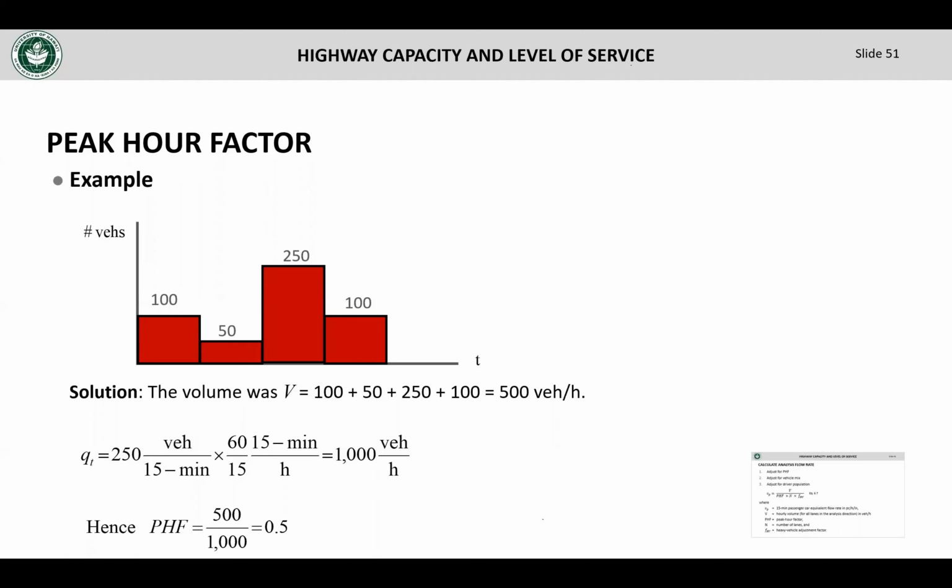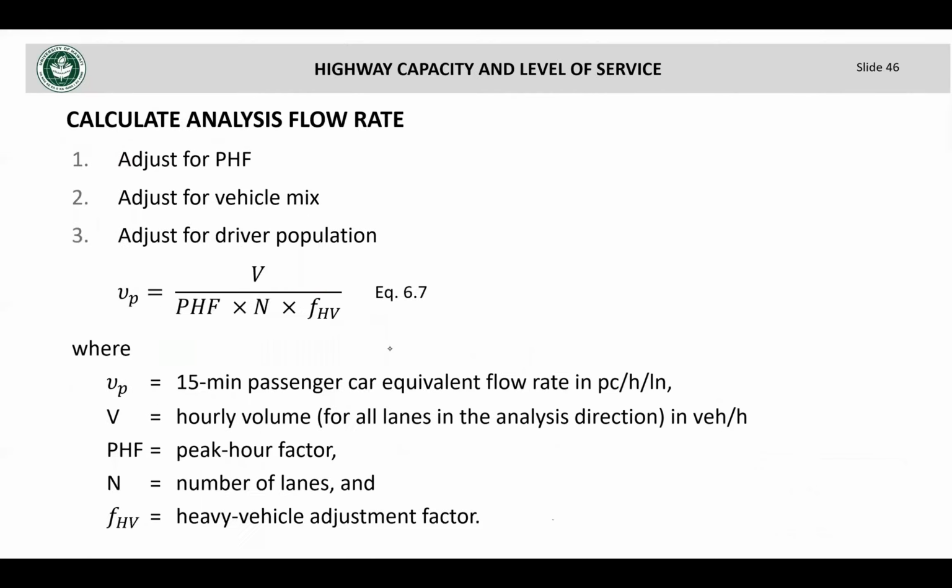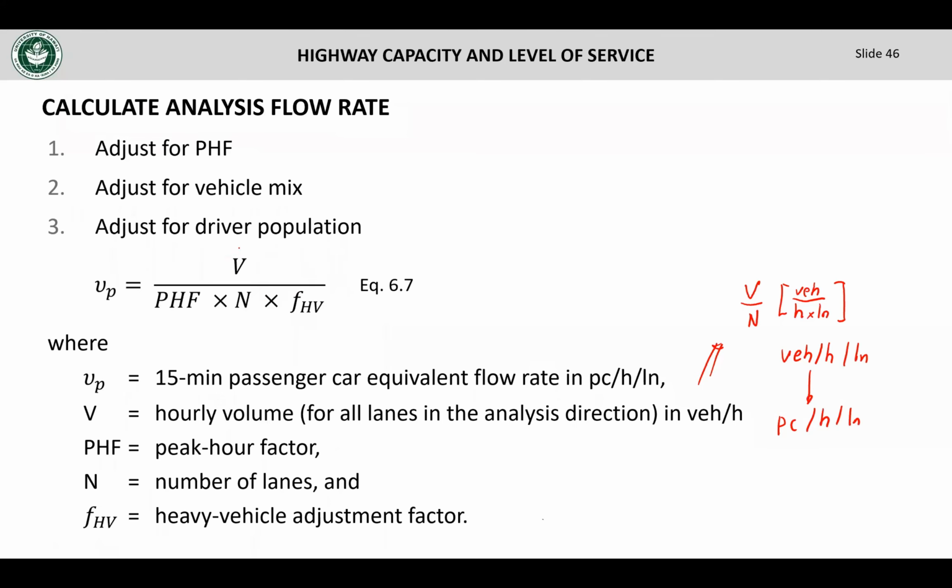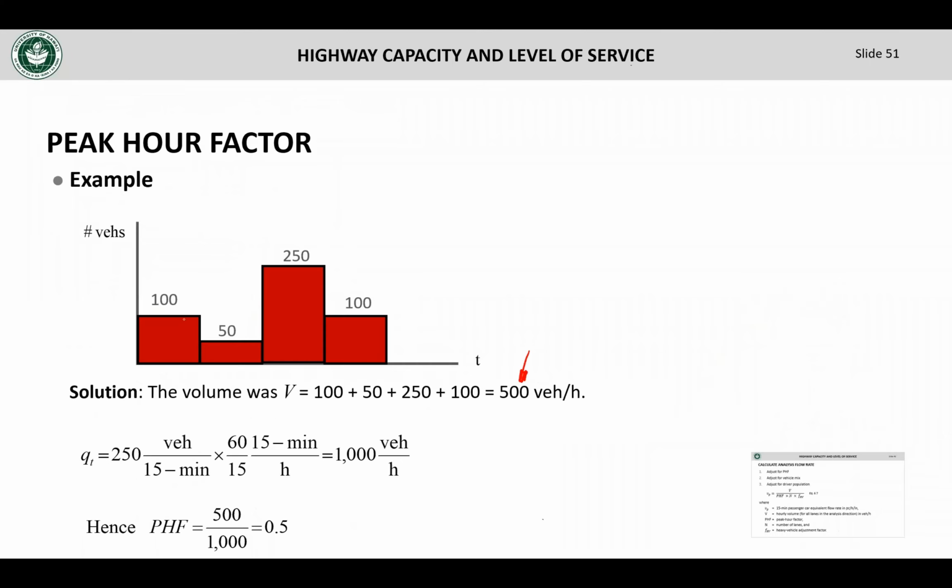And just to repeat, typically you will enter the procedures with a volume, and that volume, V, is given as a total for all lanes. That's why you divide by N to make it on a per lane basis. And now you divide by the peak hour factor to increase it to account for the non-uniformity of demand.